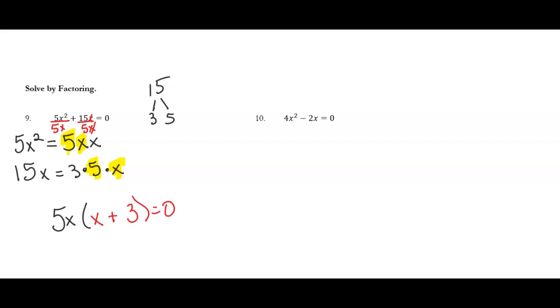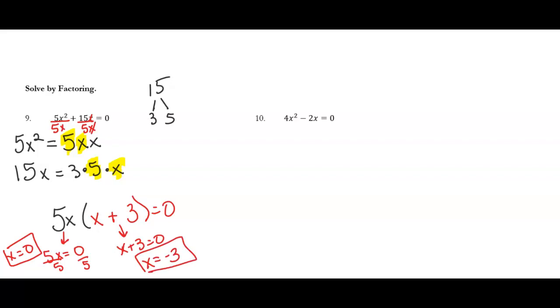And so now we do our process of setting each thing equal to 0. And so to get rid of a times 5, I divide. So my first answer, kind of ran out of space, is 0. And then over here, to get rid of a plus 3, I subtract 3, so x is negative 3.